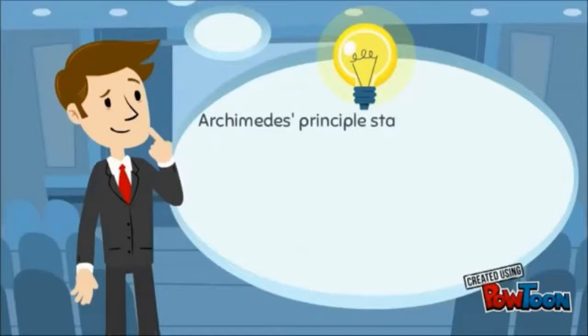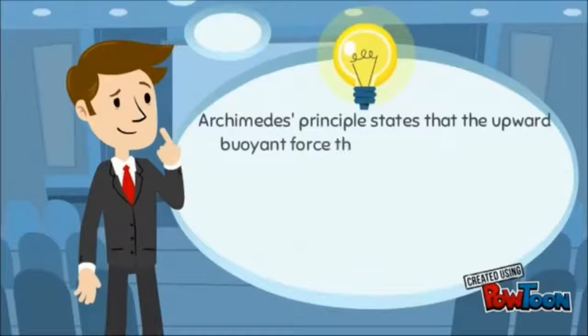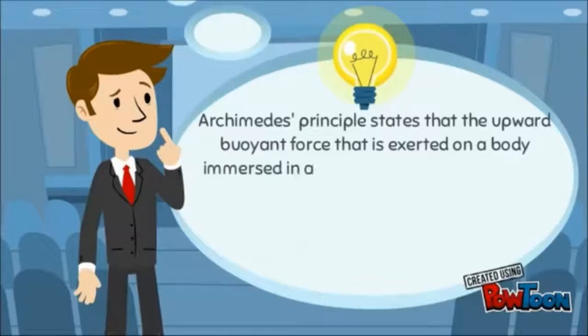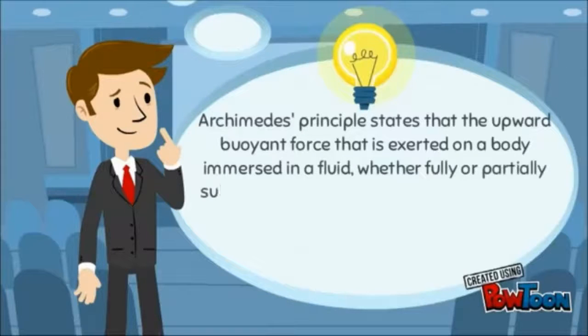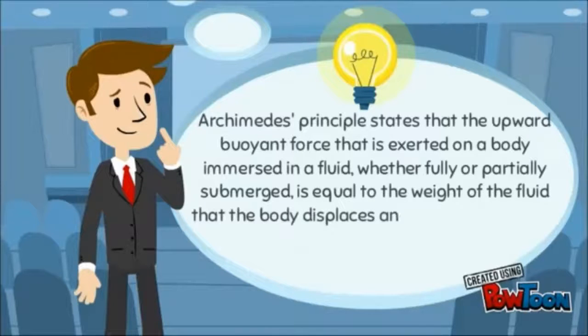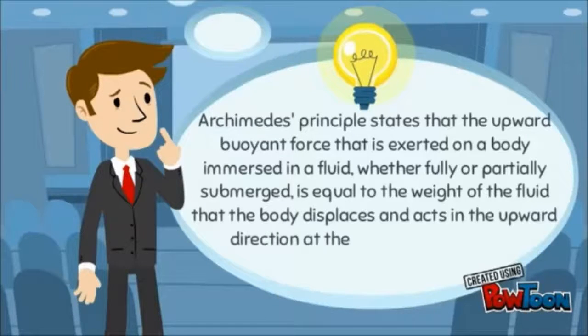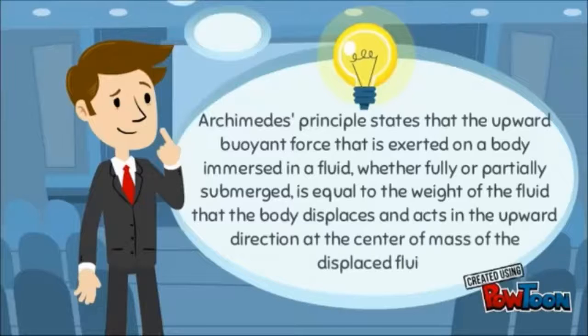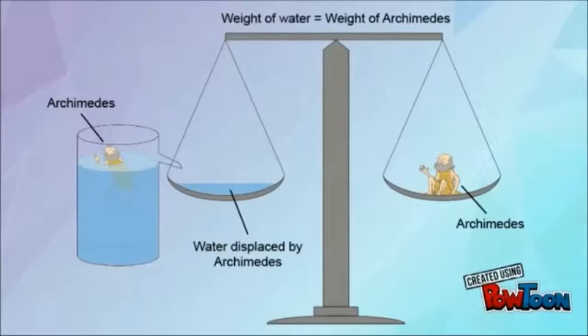Archimedes' principle states that the upward buoyant force that is exerted on a body immersed in a fluid, whether fully or partially submerged, is equal to the weight of the fluid that the body displaces and acts in the upward direction at the center of mass of the displaced fluid. The weight of the displaced fluid is directly proportional to the volume of the displaced fluid, if the surrounding fluid is of uniform density.